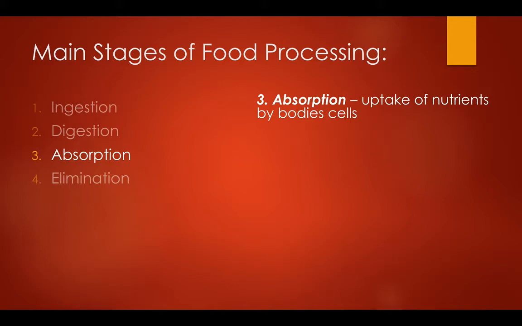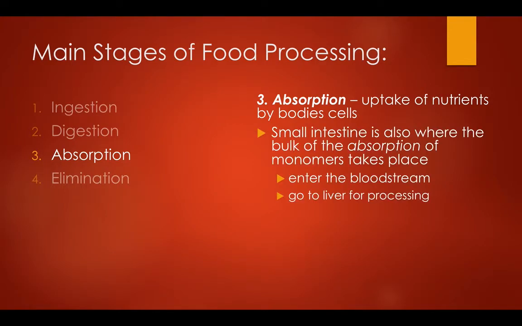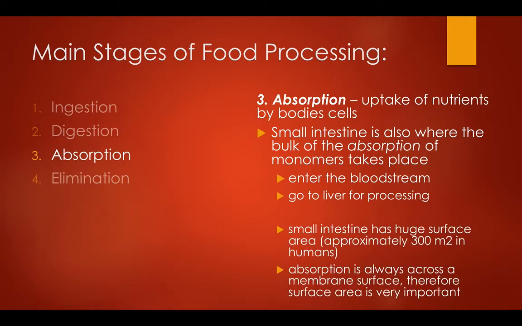Next, going into absorption. Absorption is the uptake of nutrients by the body's cells. The small intestine is where the bulk of absorption of monomers takes place. This is where things enter the bloodstream and go to the liver for processing. The small intestine has a huge amount of surface area, approximately 300 square meters in humans, and absorption is always across a membrane surface. Therefore, surface area is extremely important. The more surface area, the more absorption that can happen.